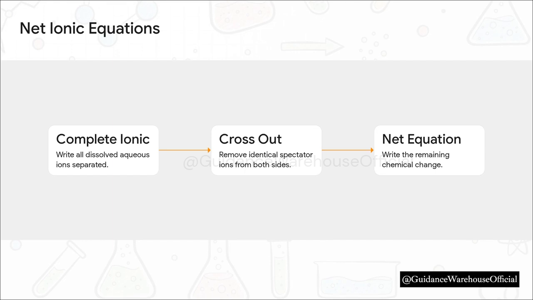Step 1, write out all the separated ions. Step 2, cross out the spectator ions, in this case the calcium and the nitrate ions. Step 3, write down whatever is left over. What you are left with is called the net ionic equation. In our example, it simply shows aqueous chloride ions reacting with aqueous silver ions to form solid silver chloride.